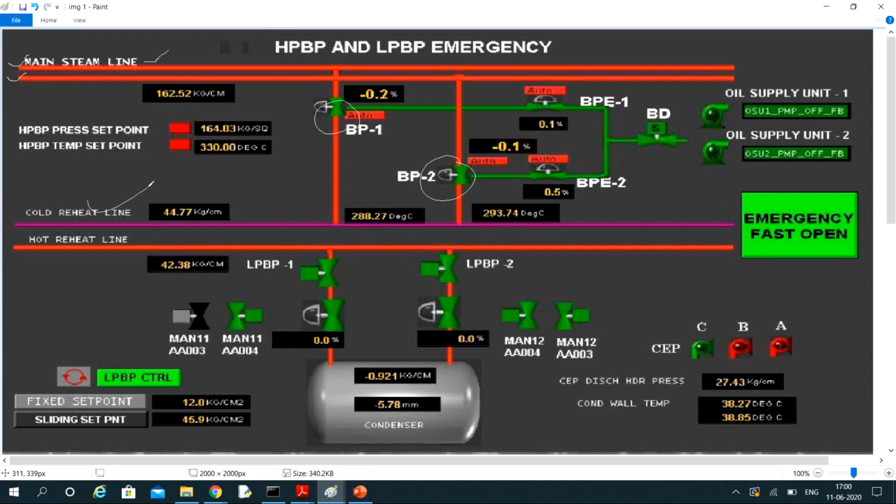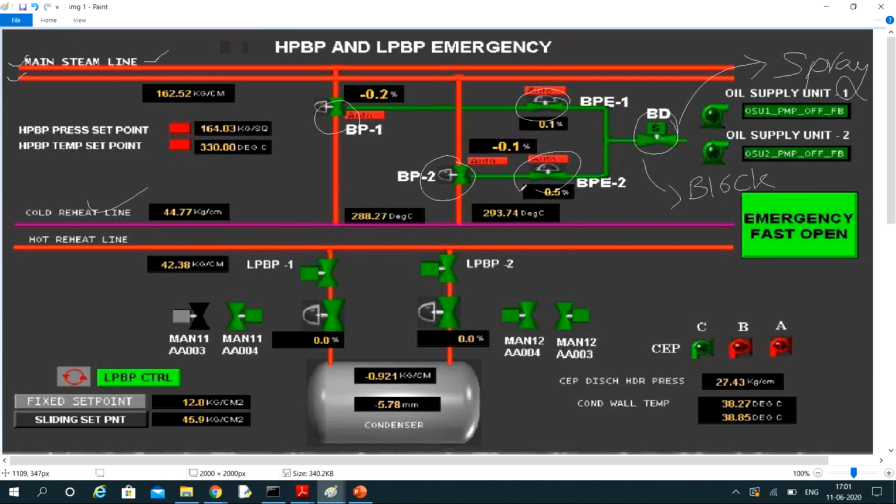Here we have the HP bypass spray system. This is another set of three valves for controlling the temperature of the steam flowing through the BP1 and BP2 valves. It consists of a block valve, a valve for controlling the temperature of BP1, and a valve for controlling the temperature of BP2.